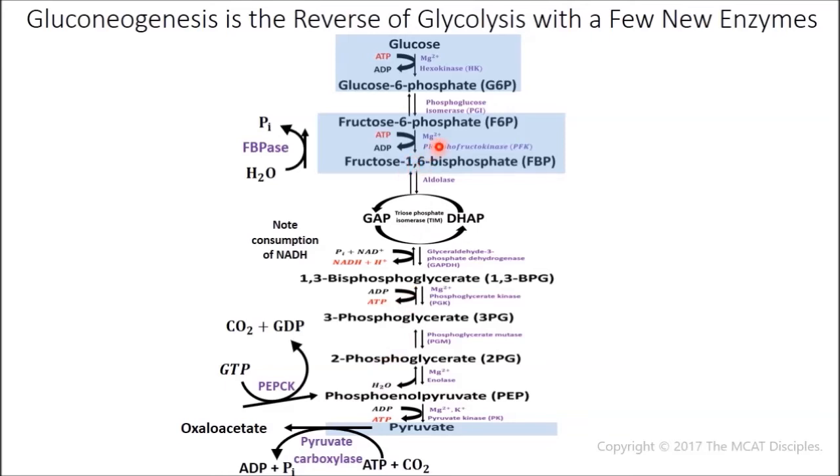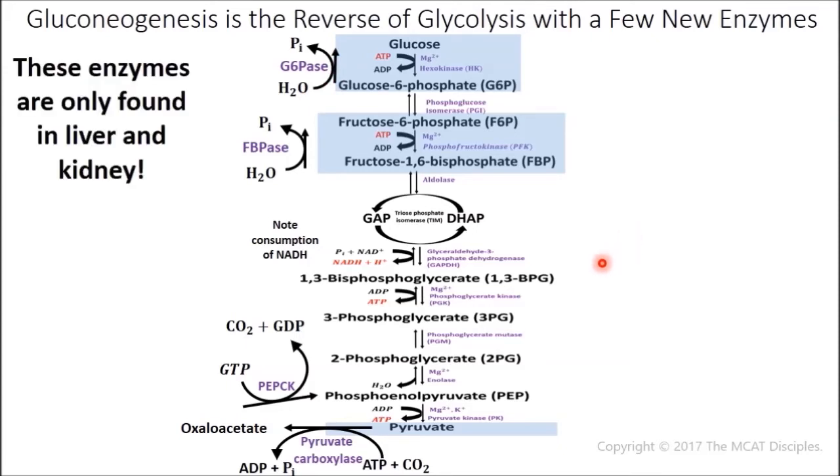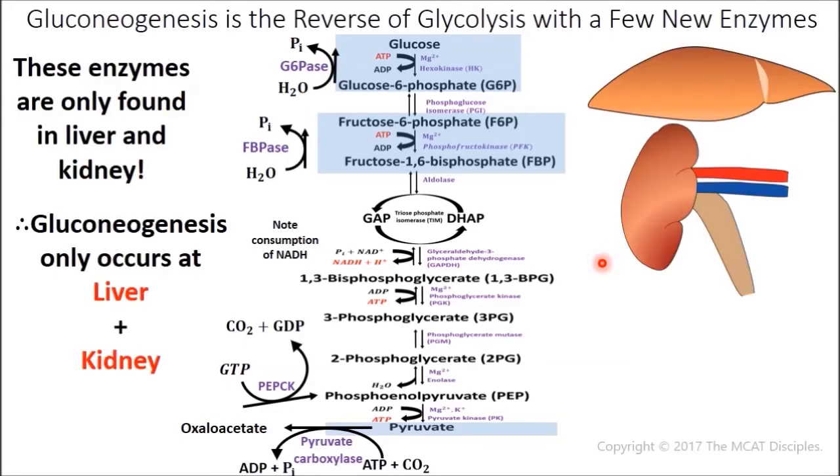At that point, PFK, I told you, is the major regulatory site, and if they're reversible, we need another enzyme. So fructose bisphosphatase will convert that into fructose 6-phosphate, go through phosphoglucose isomerase, a reversible reaction, to glucose 6-phosphate, and then glucose 6-phosphatase to form glucose. These enzymes are only found in liver and kidney. So gluconeogenesis only occurs in the liver plus the kidney. Okay?